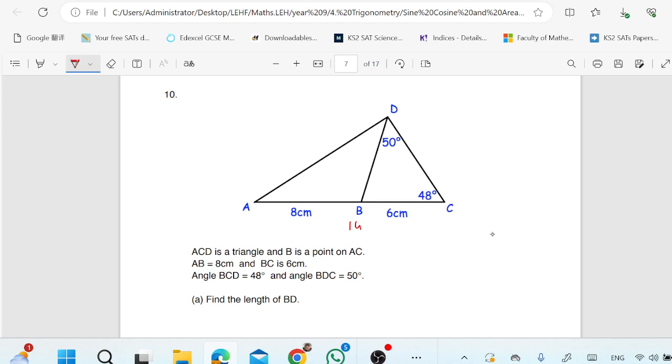Now you see you have been given 50 and 48 here. You can find this angle by subtracting 180 minus 50 plus 48. 50 plus 48 is 98. 180 minus 98, you can find.